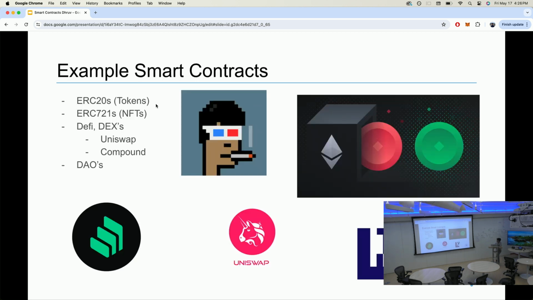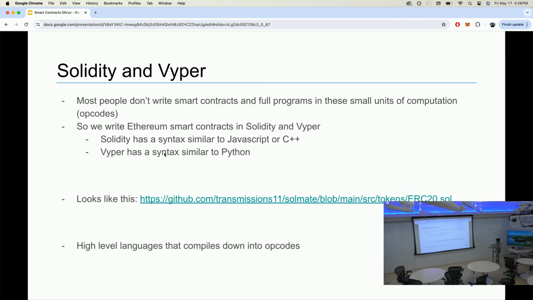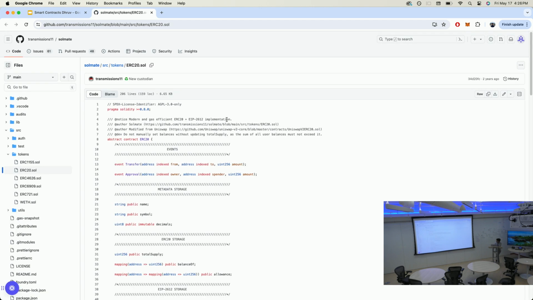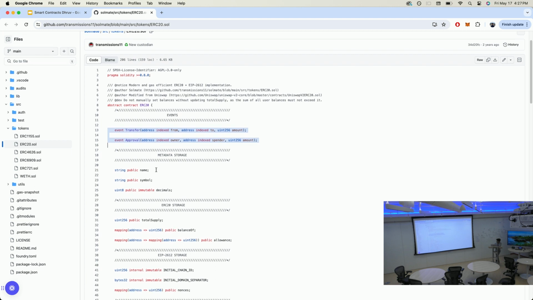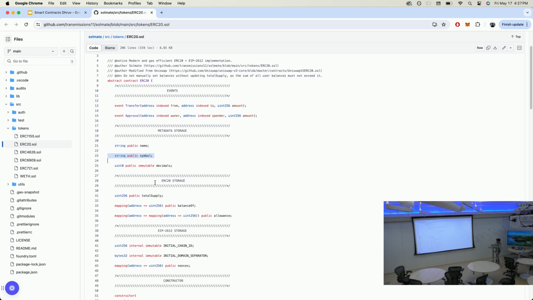Here are some examples of smart contracts, like this last one we were looking at, these ERC20s. I'll explain some of it because I think some people might be interested. An ERC20 is a token that you can build on top of Ethereum. You have events, which are just logging things that happen. Then you have the name of the token, the symbol, the total supply of the token, and mappings of addresses to how much of this token those addresses hold.